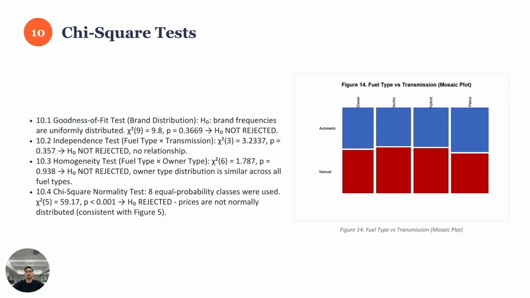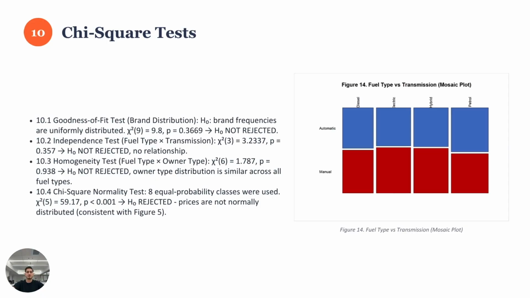We used four chi-square tests, as figure 14's mosaic plot shows. Fuel type and transmission type look independent. Brands are uniformly distributed and owner type does not change by fuel type. The only significant result was the normality test. Prices are not normally distributed, matching part 5.